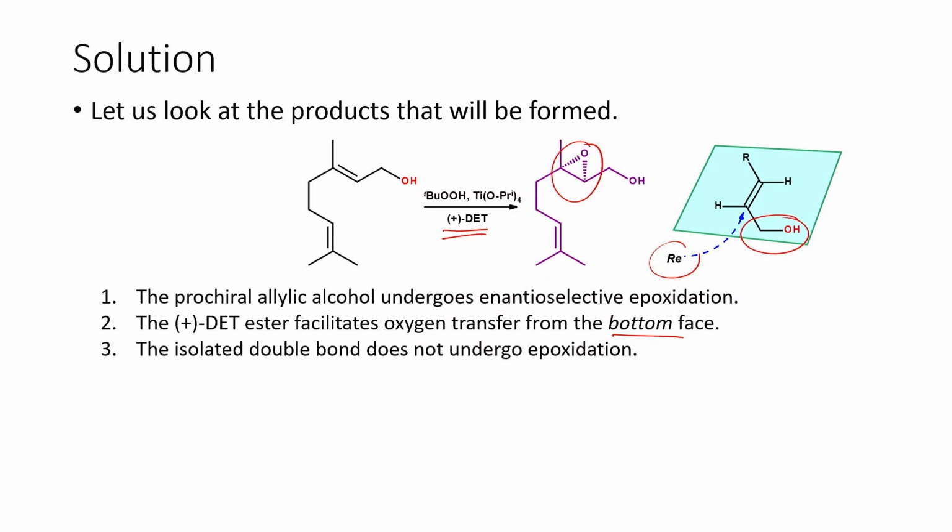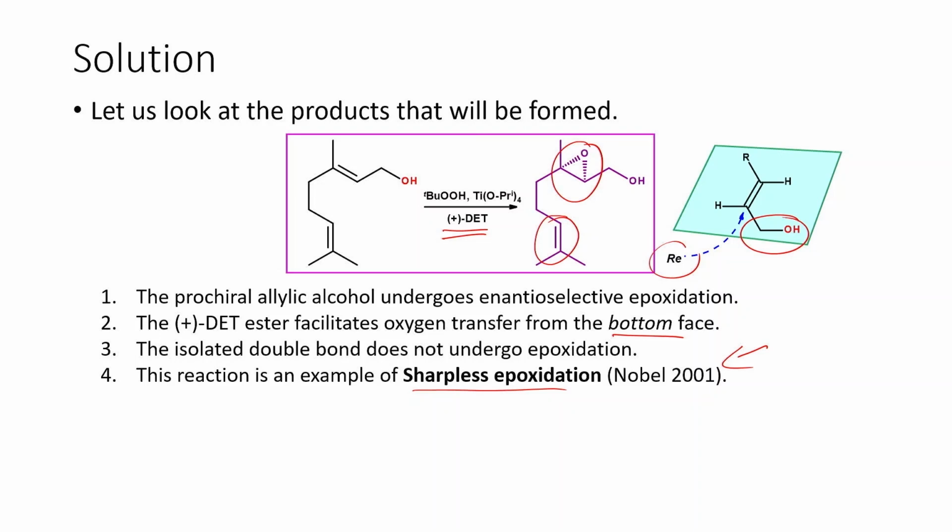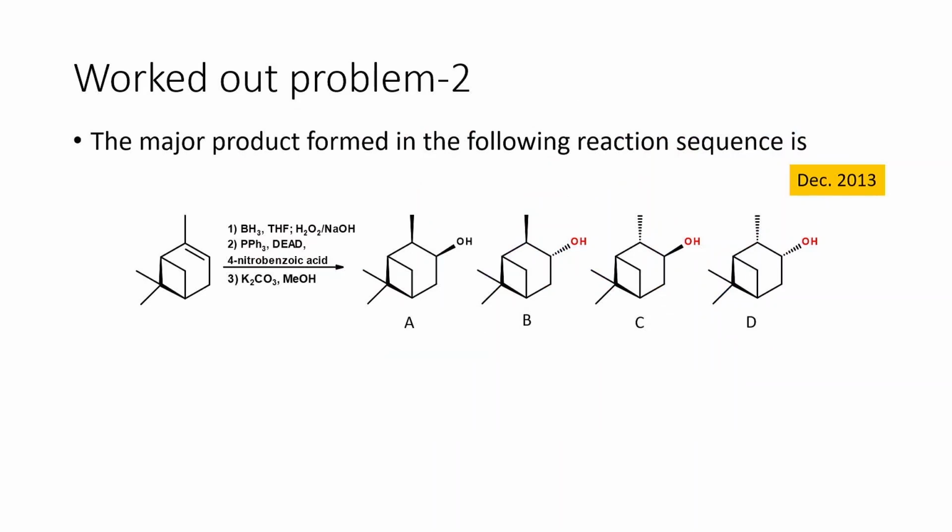So in this particular reaction, the isolated double bond does not undergo reaction. This is the one thing we have to remember, and the overall reaction is nothing but the Sharpless epoxidation reaction, and Sharpless received a Nobel Prize in 2001 for this particular and related reactions. So the importance of this reaction is that use of the plus isomer leads to the bottom face where the epoxy oxygen is introduced.